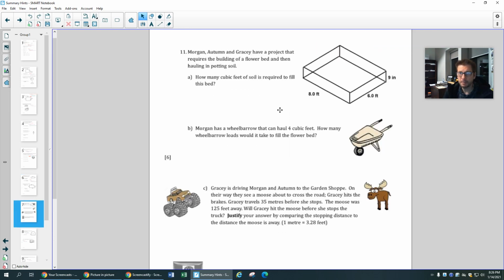The next one is about Morgan and Autumn and Gracie. If you went to lesson 5 here, I didn't put a hint in this one, but this one relates back to lesson 5 in regards to how you figure out cubic feet. Just be careful, there are inches in here, so make sure those inches go to feet.